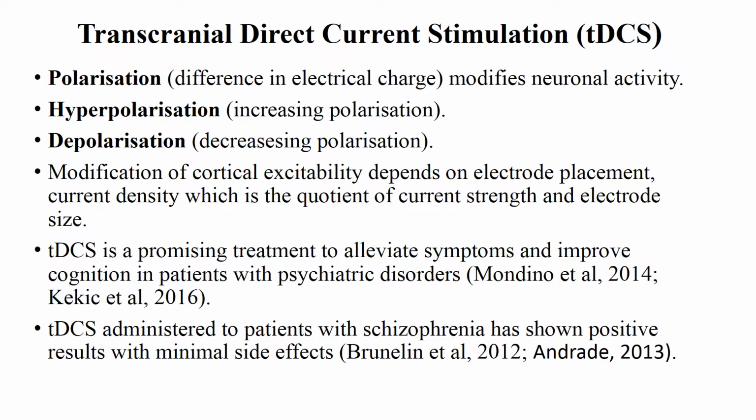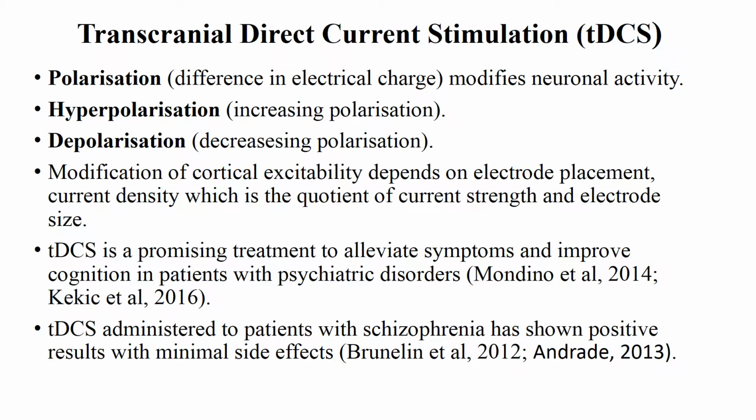Changes in the membrane potential occur through a process of polarization. Brain tissue exposed to the electrical field is polarized, modifying neuronal excitability through either a depolarization or hyperpolarization of the resting membrane potential. The efficacy of tDCS to induce modifications of membrane polarity depends on the electrode placement, the strength of the current applied, and the size of the electrodes.